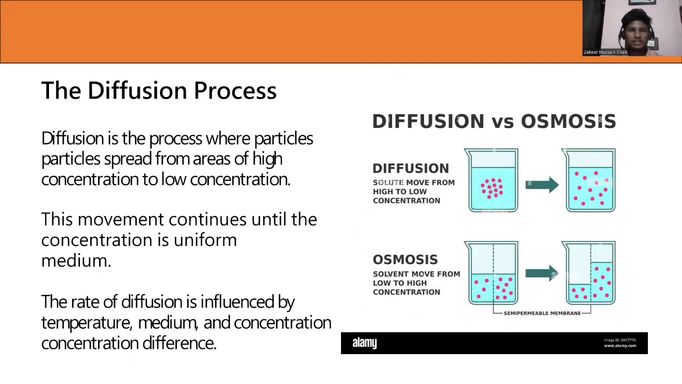The diffusion process. Diffusion is the process where particles spread from areas of high concentration to low concentration. This movement continues until the concentration is uniform in the medium. The rate of diffusion is influenced by temperature, medium, and concentration difference.